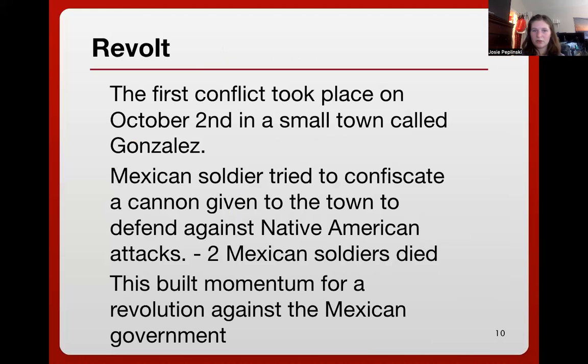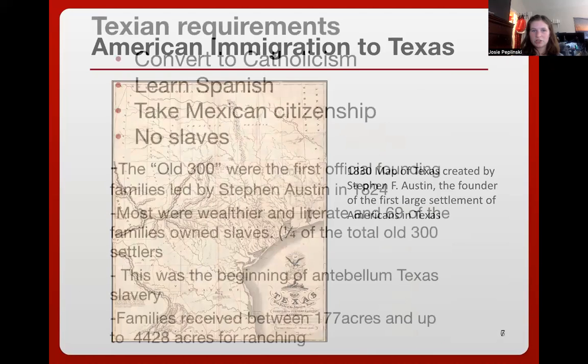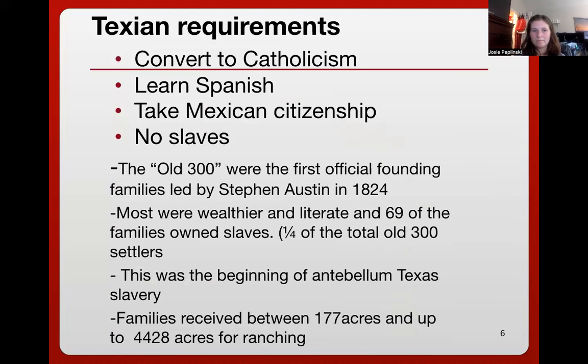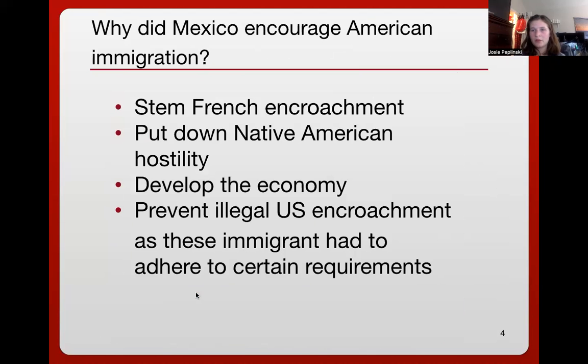We have the Alamo revolt. There's that question of slavery. The Old 300. They had many Americans living there rather than Mexican people.